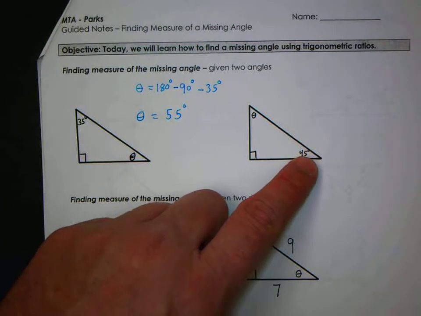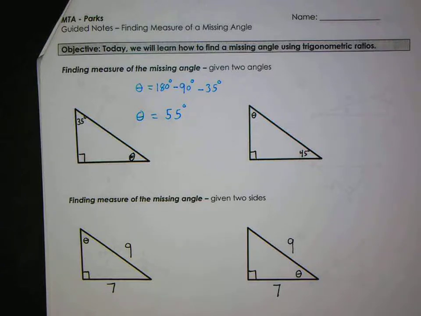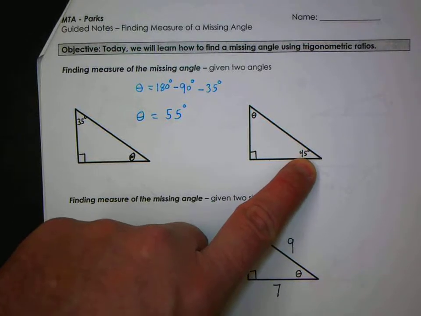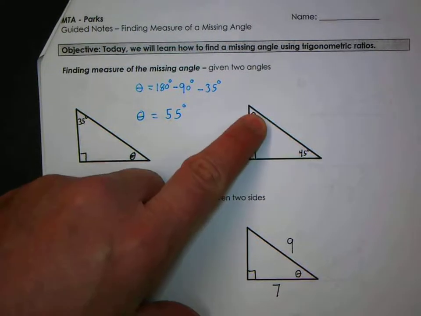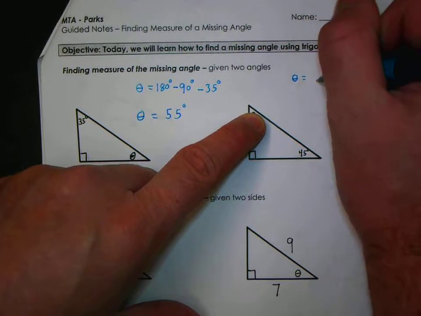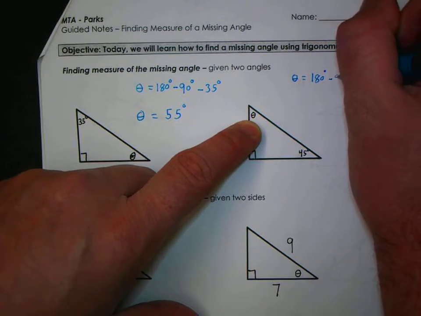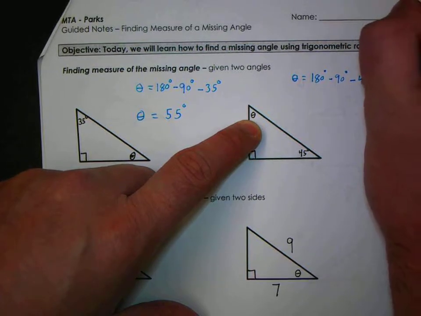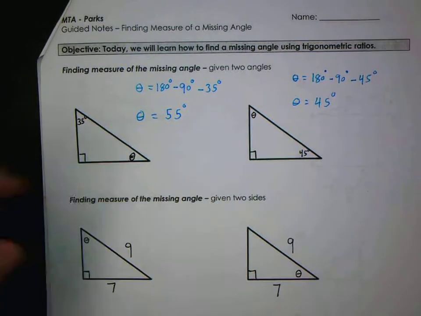Next, you see 90, you see 45. Without the interior triangle theorem, you should know that if you have a 45, the other one's 45 because it's a 45, 45, 90. Okay? So you could just say the angle is 45, or you could do the same process and say this angle is 180 degrees minus 90, which is 90, minus 45, which is 45 degrees.